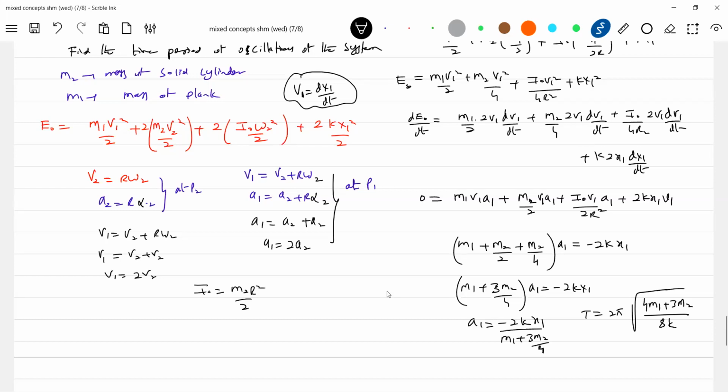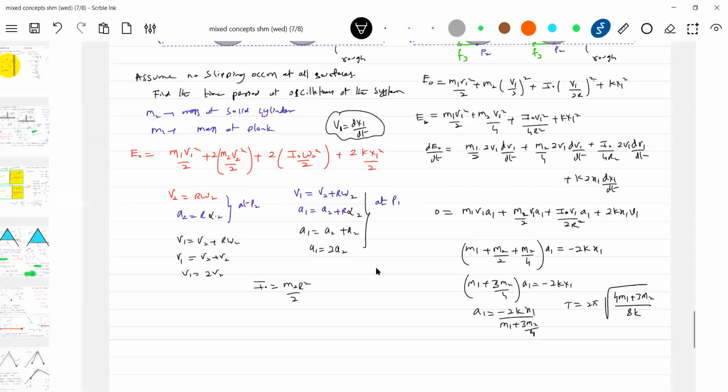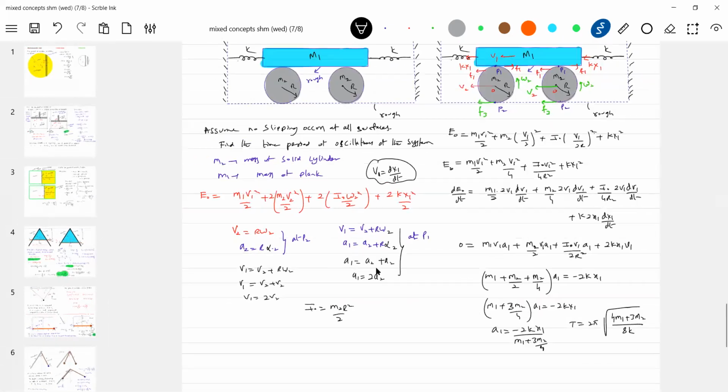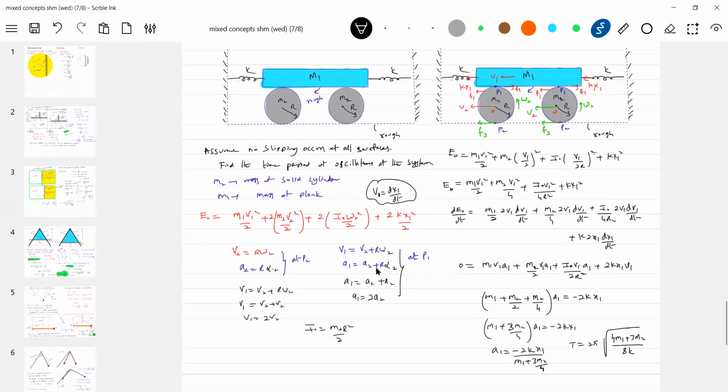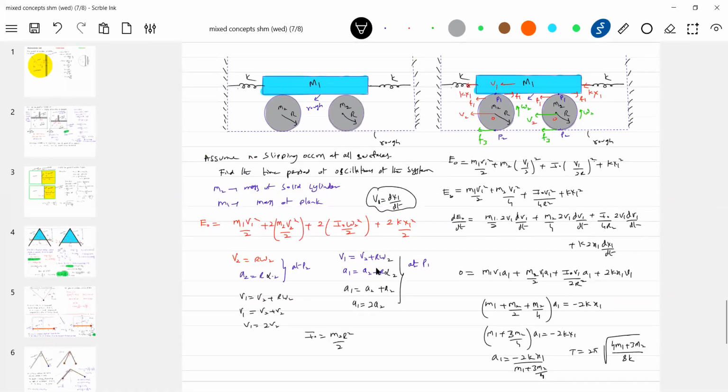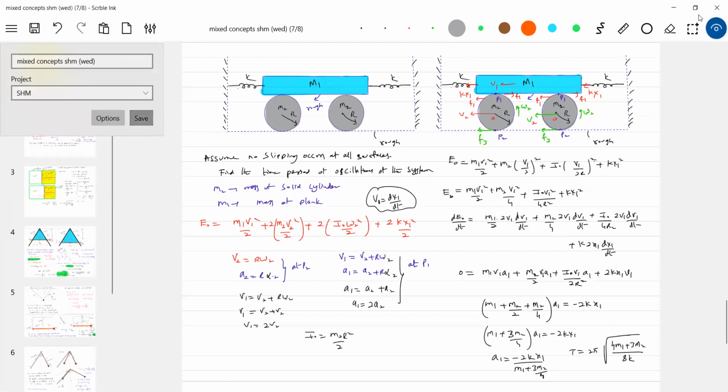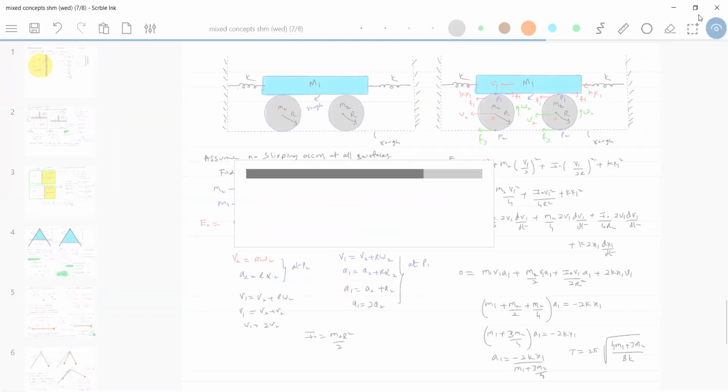Intentionally, I wrote m1 and m2. Okay, you get connected bodies. What is this? Motion of connected bodies, plank. Earlier there was only a plank, or only a cylinder. Now plank and cylinder: like that, you may get SHM of connected rigid bodies.